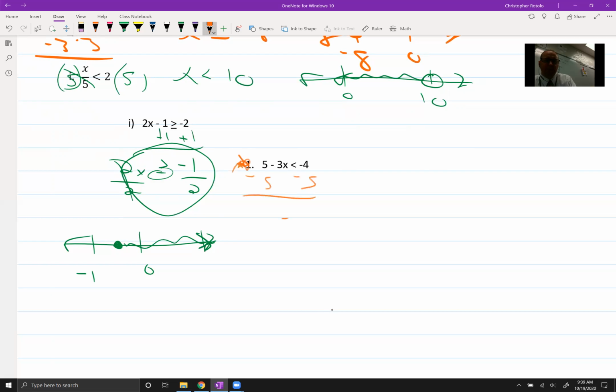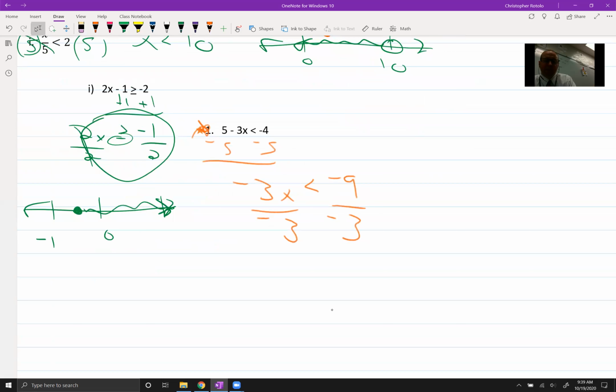So we're going to subtract 5. -3x is less than -9. Oh, well, that looks okay. I'm going to divide by a -3. Divide by a -3? If I divide by a negative, I have to remember to change my inequality. So that's the big thing. That's what that star was for. Okay, we're going to change that inequality because we're dividing, or if I were multiplying by a negative, I'd also have to flip-flop that inequality.